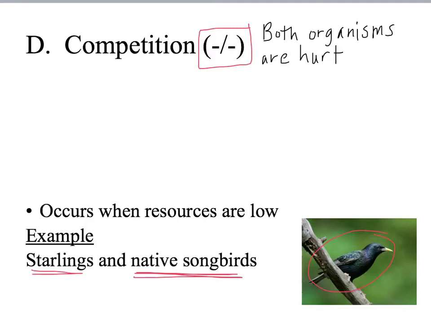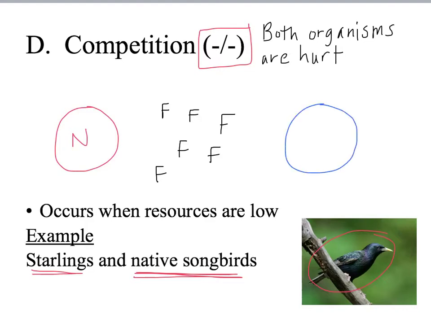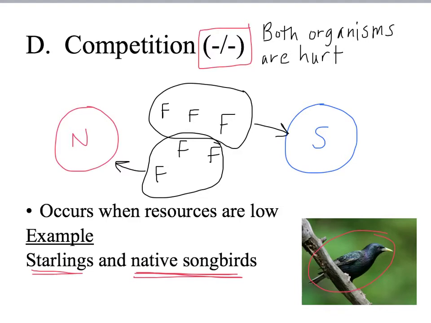Okay, so if we've got our resources, I'm just going to put little F's for food. Okay, there's our resources. 1, 2, 3, 4, 5, 6 resources. And over here on the left, we've got our native songbird. Put N for native. And over here on the right, we have our starling. Put S for starling. They have to fight it out for those 7 resources. So the native songbird maybe gets 3 of those resources, and the starling maybe gets 3 of those resources because they're competing for the same food.